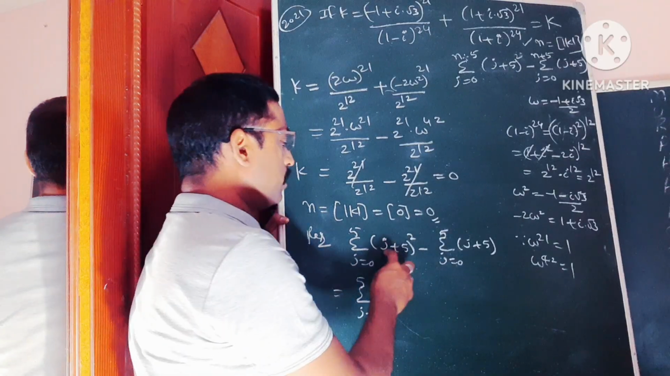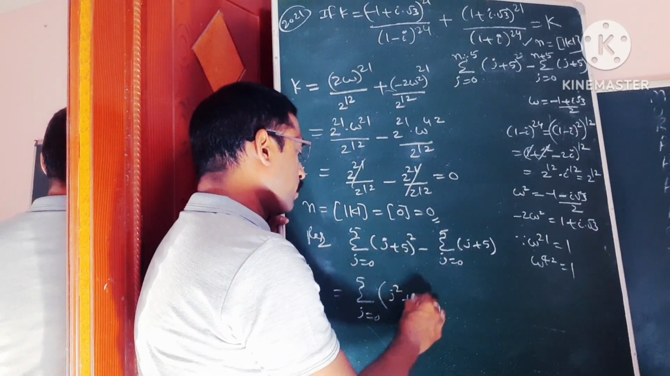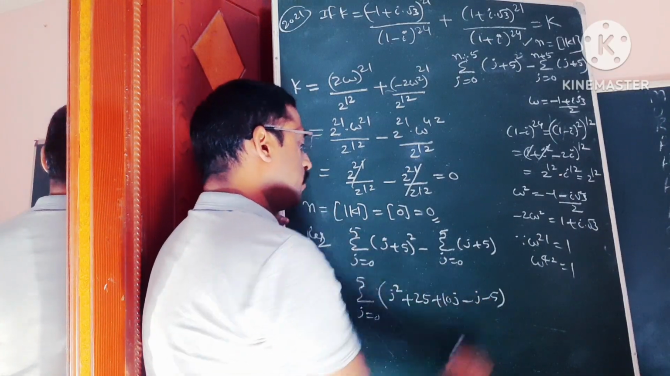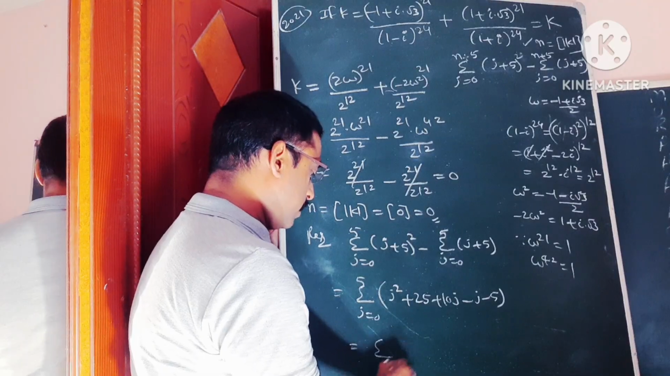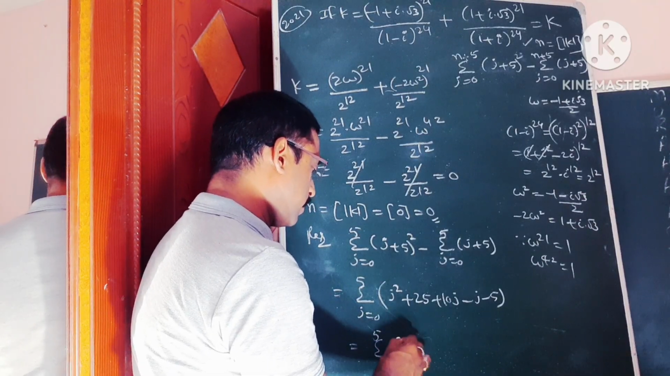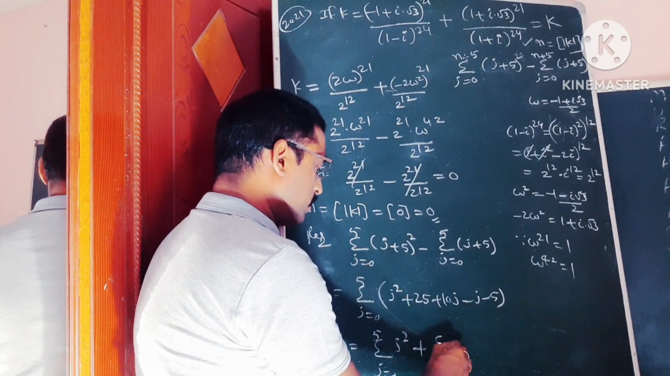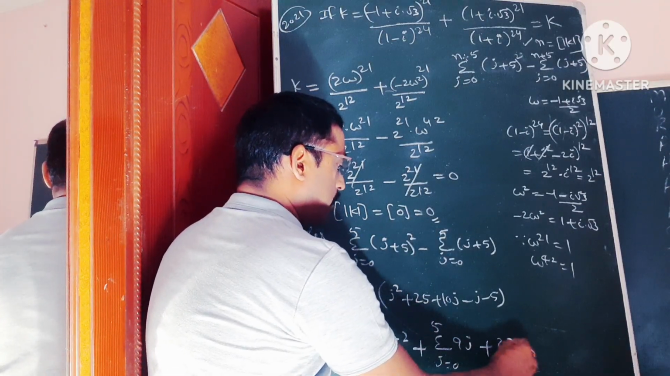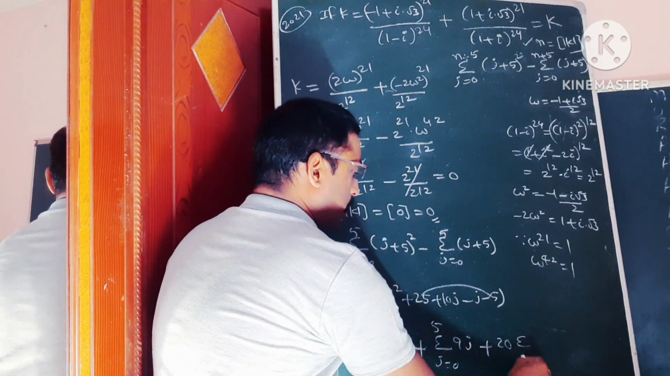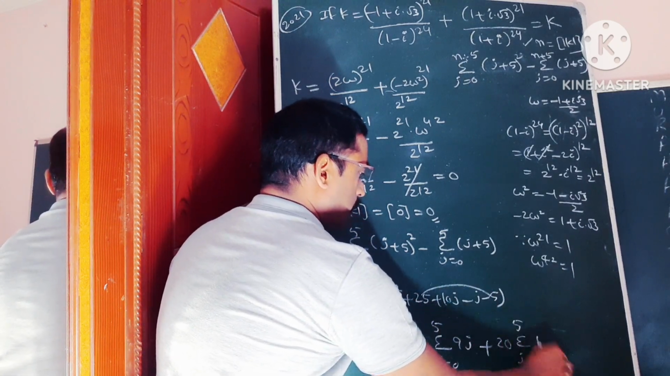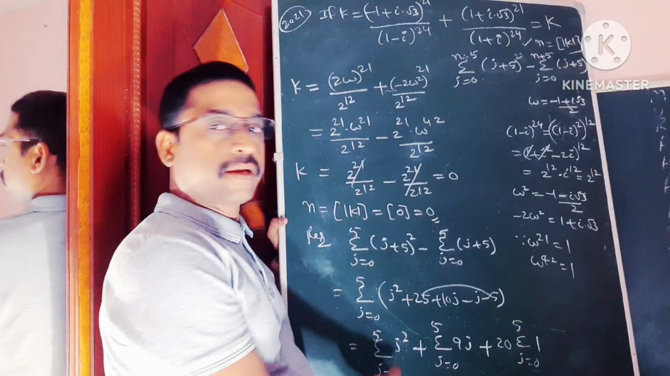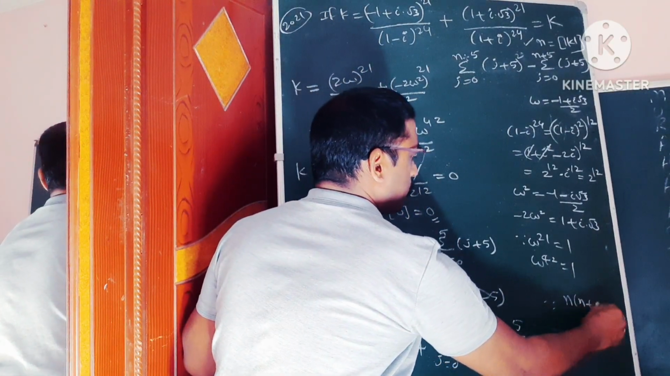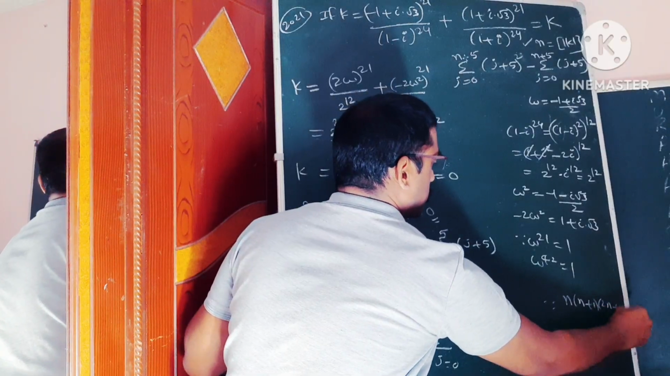Common here. Now we are applying the (a plus b) whole square formula: J square plus 25 plus 10J minus J minus 5. What we get here? Sigma J equals 0 to 5 of J square, plus sigma J equals 0 to 5 of 9J, plus 20 times sigma J equals 0 to 5 of 1. So sigma J square: the sum of squares of natural numbers formula is n into n plus 1 into 2n plus 1 by 6.